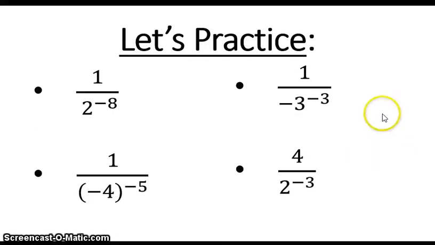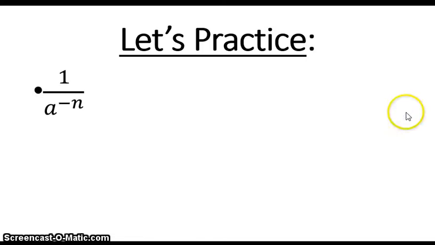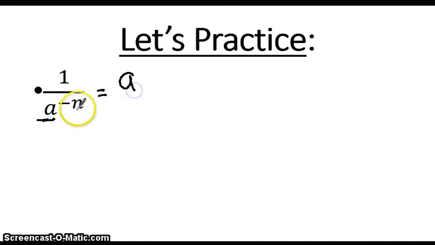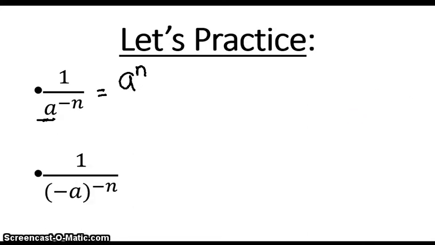Let's now try some algebraic examples. If we have 1 over a to the negative n power, we move the base number, which is the variable a, to the numerator and give it the positive exponent. If we have 1 over negative a to the negative n power, the negative a is the base number. It gets moved to the numerator with a positive exponent.